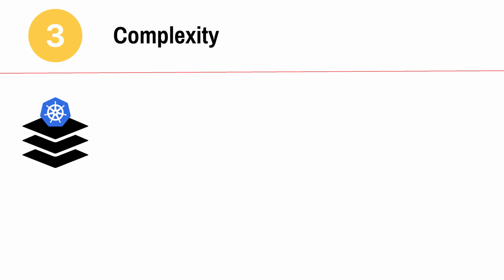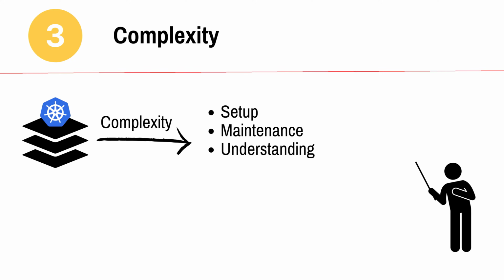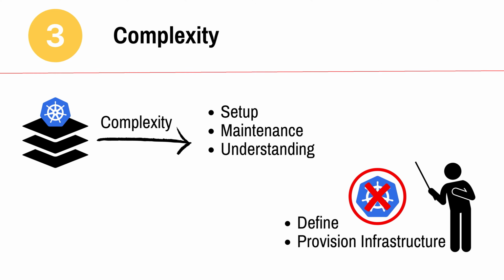Our third and final point is complexity. Adding the Kubernetes layer can introduce complexity in terms of setup, maintenance, and understanding. For those who just want to define and provision infrastructure without dealing with Kubernetes, Terraform might be more straightforward.